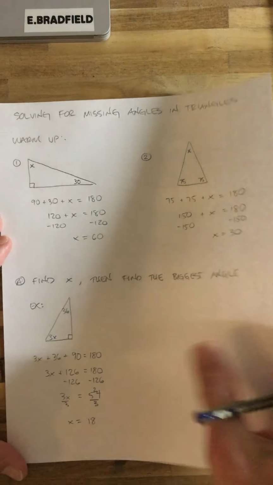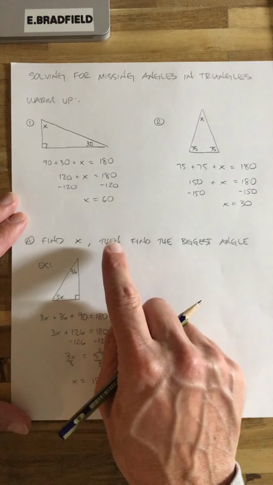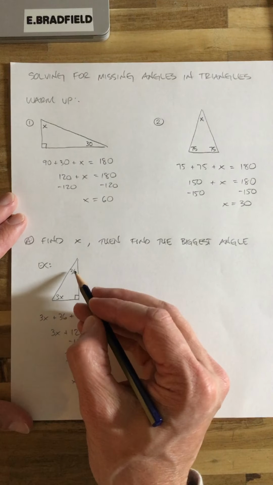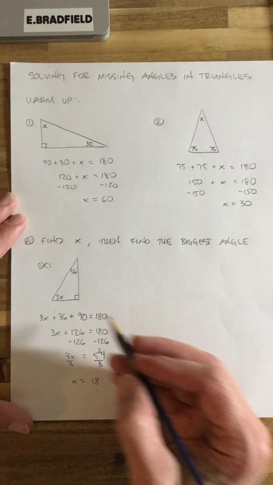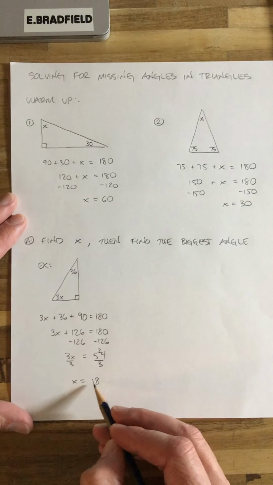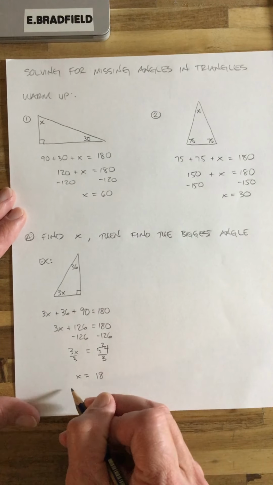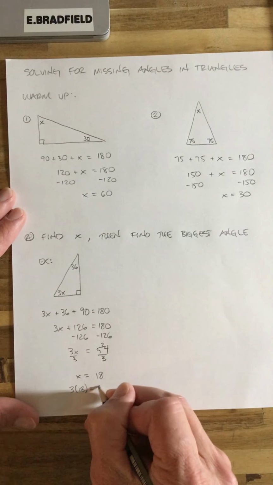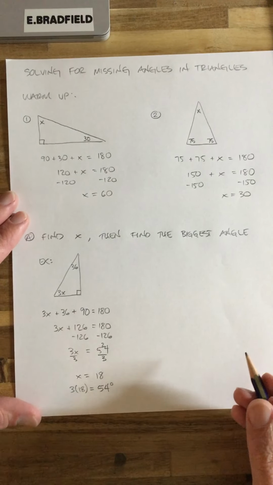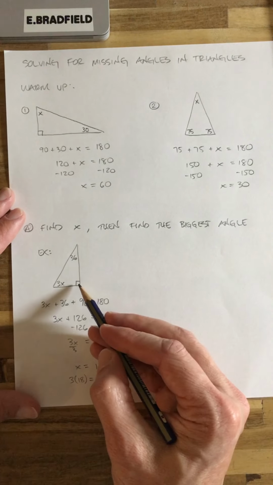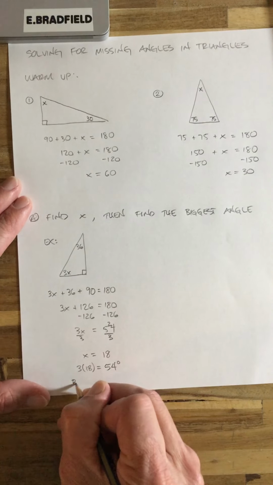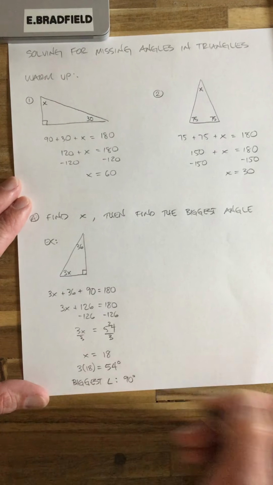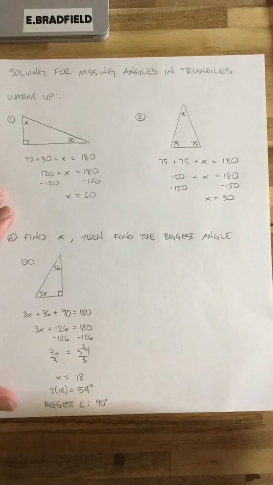All right, so now notice what it says. It says find x, then find the biggest angle. Okay, well, this angle here is 90, this angle here is 36. So far 90 is the biggest one. Let's plug in the 18, right? x is 18, plug it in there. So let's go 3 times 18, okay? That's 54, okay? So 54 degrees. Now the biggest angle looks like 90, okay? So the biggest angle is 90 degrees.